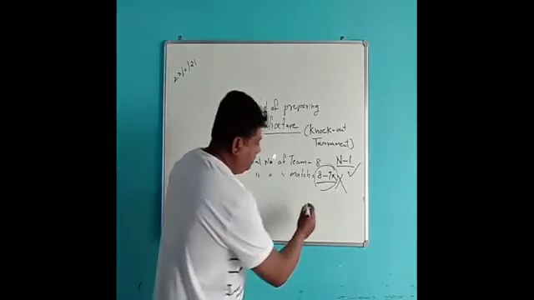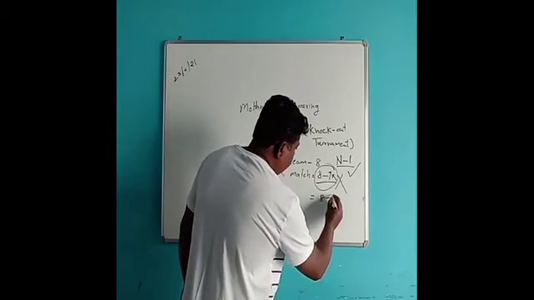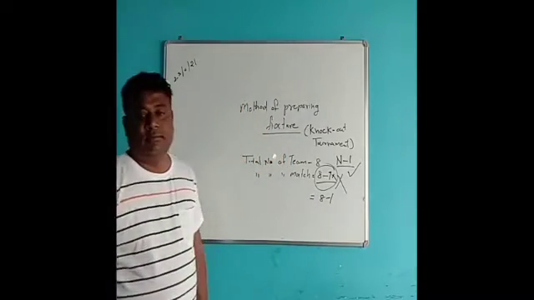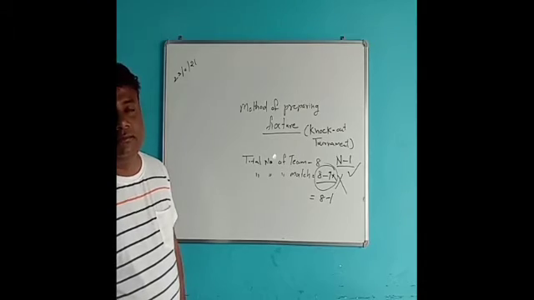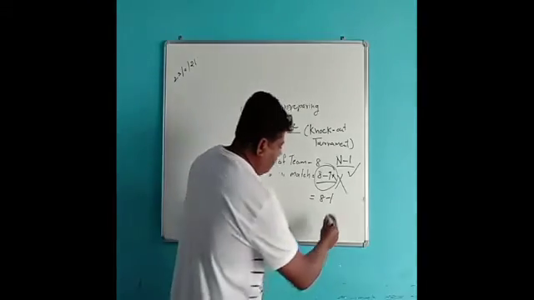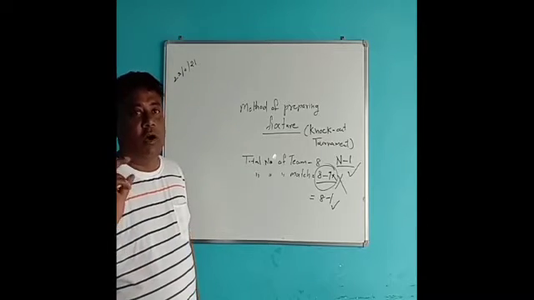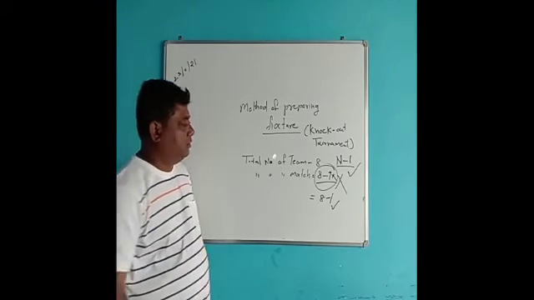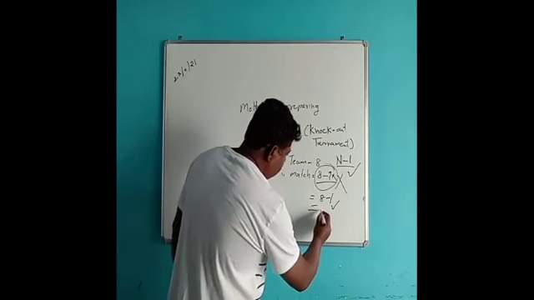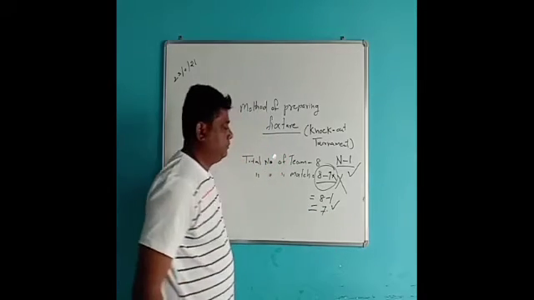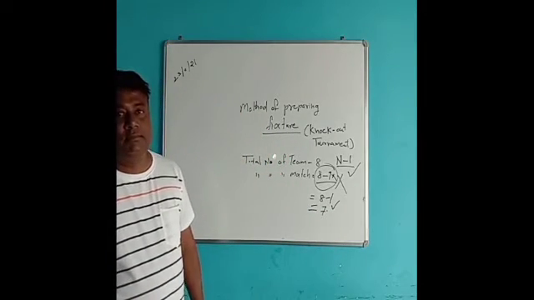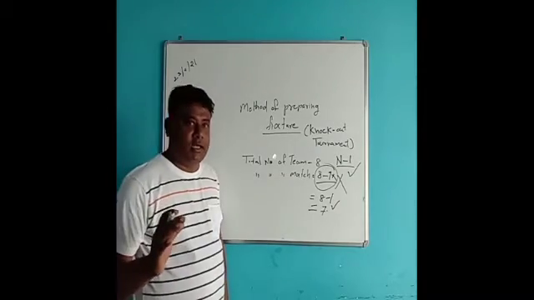What will come here? 8 minus 1. Understand, class? This is right. So how many matches will be there? It is very simple. 7 matches. Understand, class?